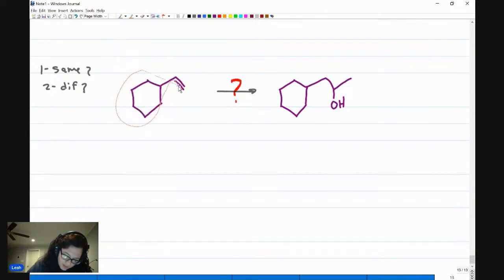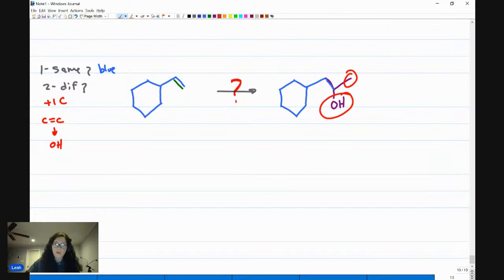What is the same is the fact that I have this thing right here, but not the pi bond. The pi bond is new. And that's a carbon ring, a cyclohexane with 2 carbons. So that is this and that. Whoops, wrong color. So what is different, I'll just put blue. What is different is the fact that I added 1 carbon and an alcohol. So it's plus 1 carbon. And I have a C double C going to an alcohol.